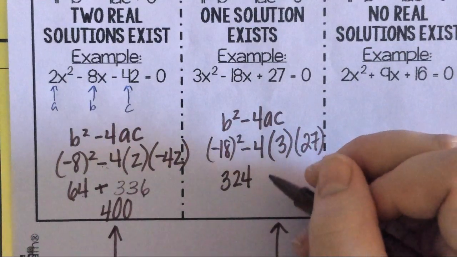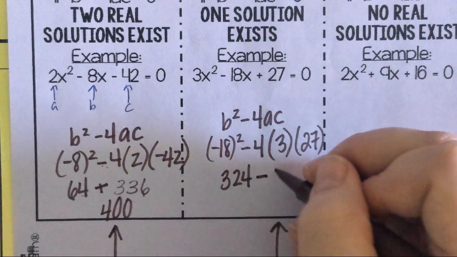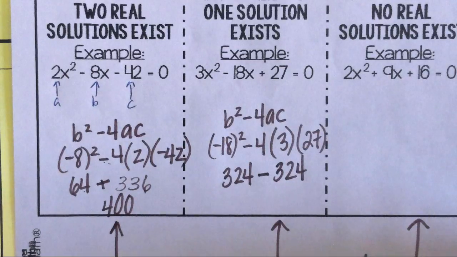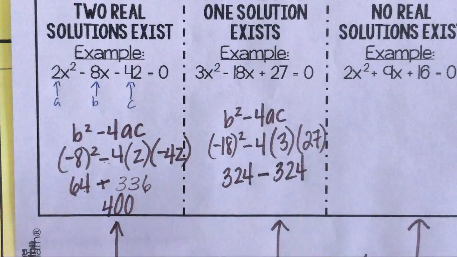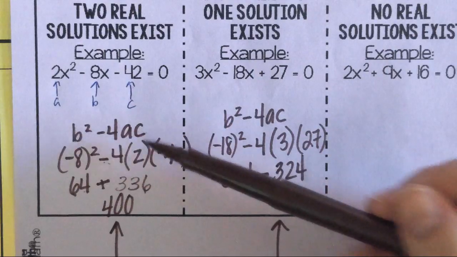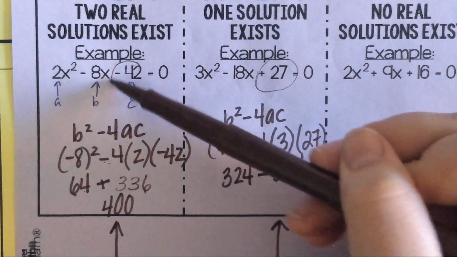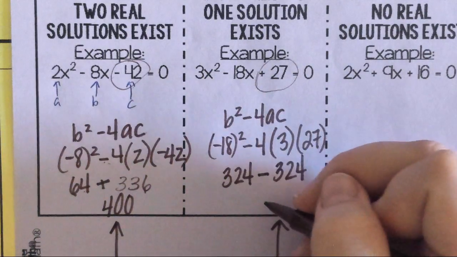And then I need to know 4 times 3 times 27, which is 324. Subtracting gives 0. How come on our last example we ended up adding, but on this one we still subtract? Because the signs are different on this one. On our last example, the C was negative, it was -42. On this example, our C is positive, it was a positive 27. Okay, so I get 0.